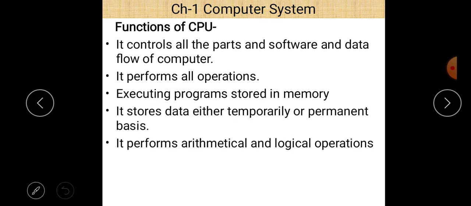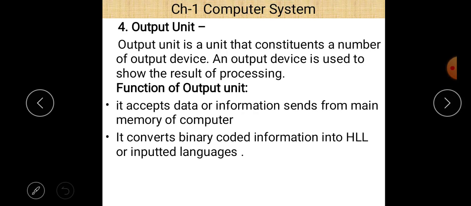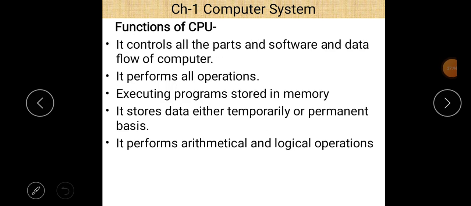Next is the functions of a CPU. Now when we combine the functions of the CU and ALU, that is the functions of a CPU, we can say that the CPU controls all the parts of a computer, the software, and the data flow of a computer. Second, it performs all operations. That's why it is called the brain of the computer system.